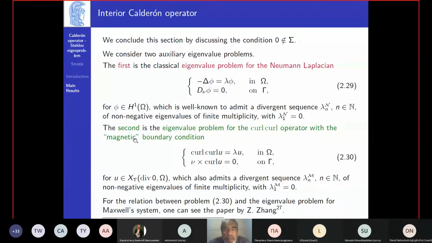And if we consider now the corresponding problem for the curl-curl operator, with the condition that we assume, the so-called magnetic boundary condition, this admits as well a divergent sequence, now denoted by lambda n superscript m, for magnetic. So n is for Neumann and m is for magnetic. The first operator is minus Laplacian, the other operator is the double curl. And there is an interesting recent paper by Zhang where the relationship between this problem 230 and the problem for the Maxwell system is studied.